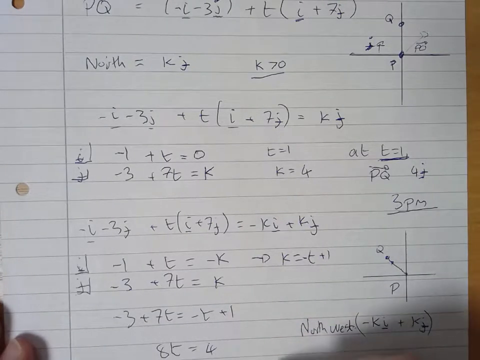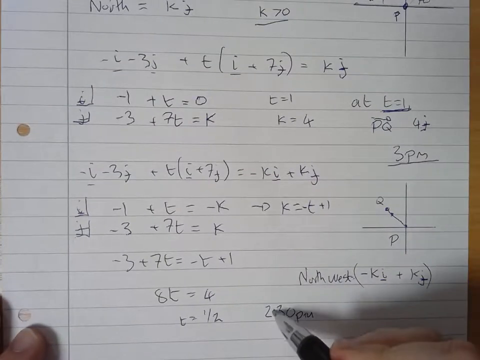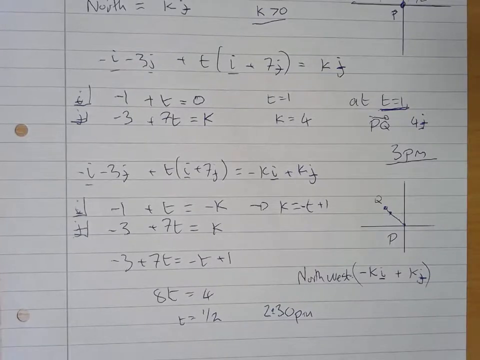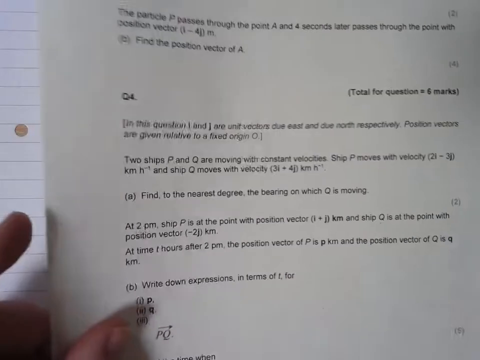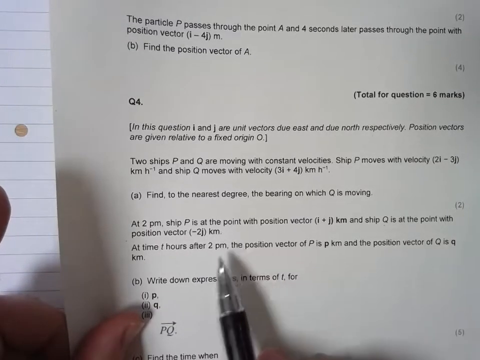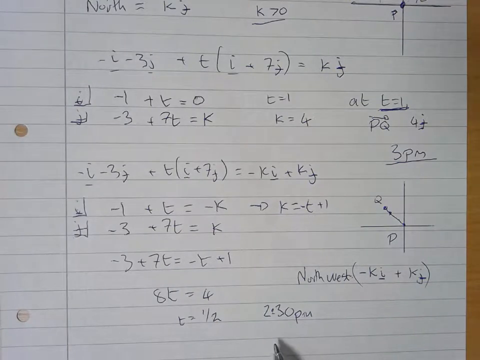So I get t equals 1/2. So this is at 2:30 p.m. Because t is measured in hours, it's half an hour after the start time, which the question gives us. It says at 2 p.m. the ship is at this position, and t is measured in hours after 2 p.m. So it's half an hour after 2 p.m., which gives us 2:30, and that's the end of the question.